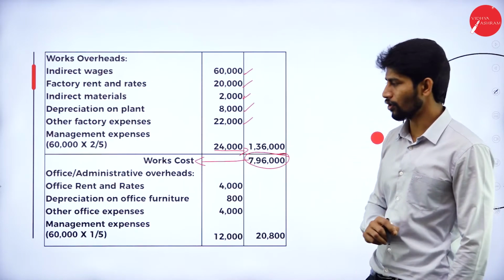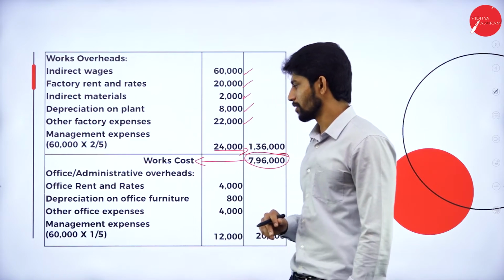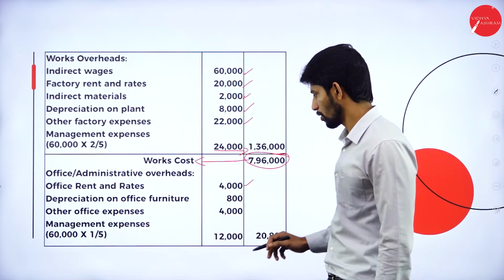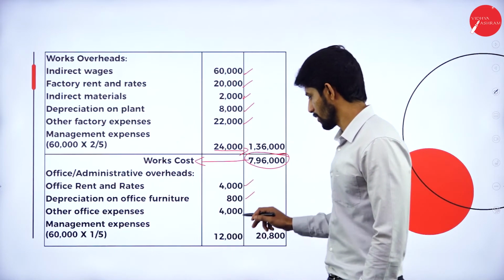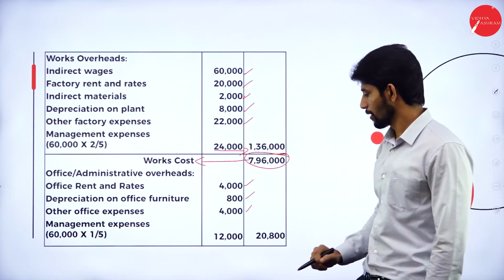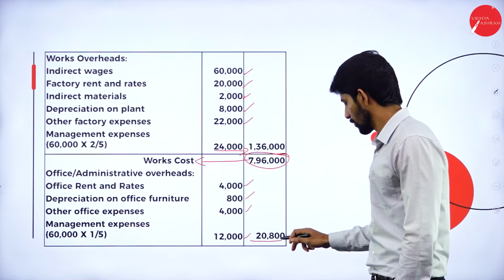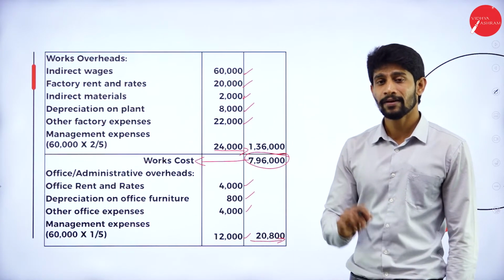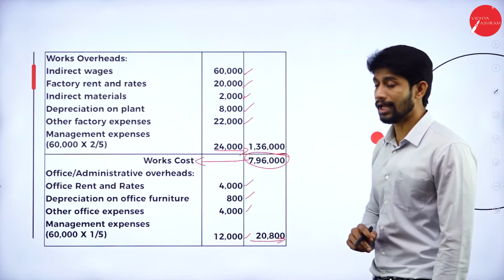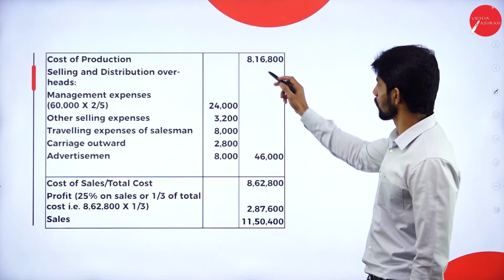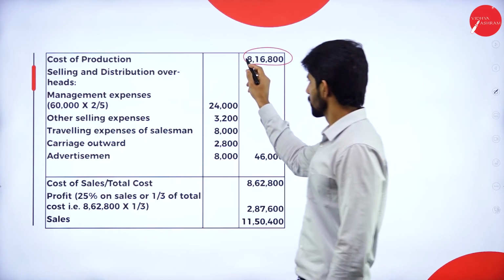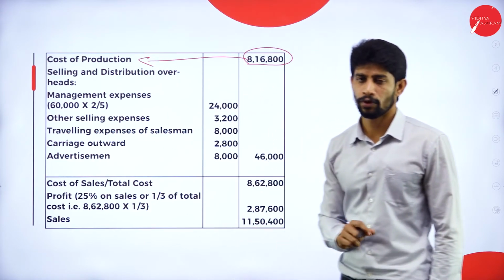Now for work cost, add office and administrative overhead. In that, office rent and rates 4,000, depreciation on office furniture 800, other office expenses 4,000, management expenses 1/5 relating to office, so rupees 12,000. Total it, you'll get 20,800 with respect to office overhead. So add this 20,800 with 7,96,000, you will get the total of 8,16,800. That value is called cost of production.